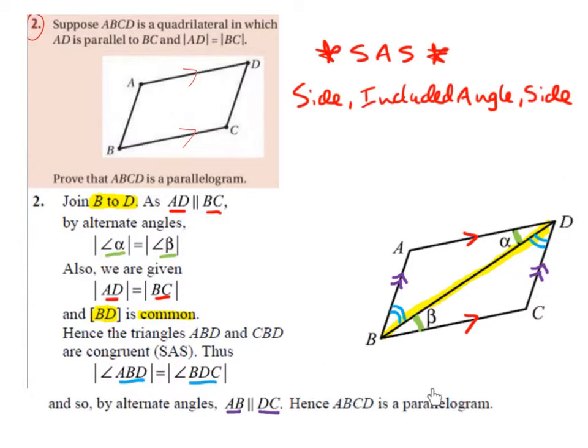Hence, ABCD is a parallelogram. Because we were told in the question that AD is parallel to BC, and we've just proved that AB is parallel to DC, so therefore the shape must be a parallelogram.